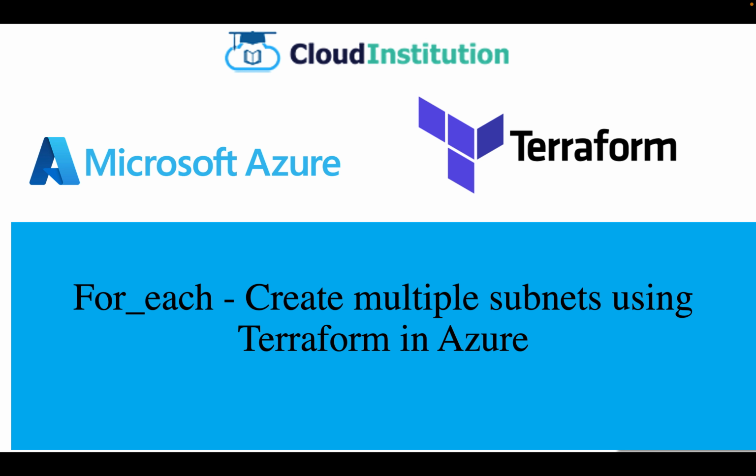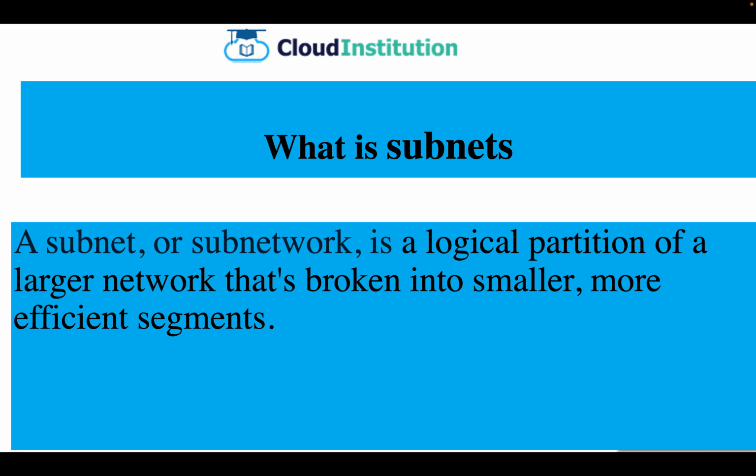We're going to see how to create multiple subnets and how to reference those VNets. Before going into that, let's see what a subnet is. A subnet, or subnetwork, is a logical partition of a larger network that is broken into smaller and more efficient segments. Which means if you have a bigger network, which is the VNet we have created, that's going to be a bigger network. If you want to use that VNet, we have to create subnets. Without creating subnets, creating virtual machines and all these things is not possible.